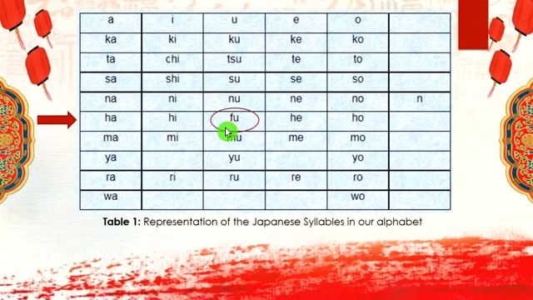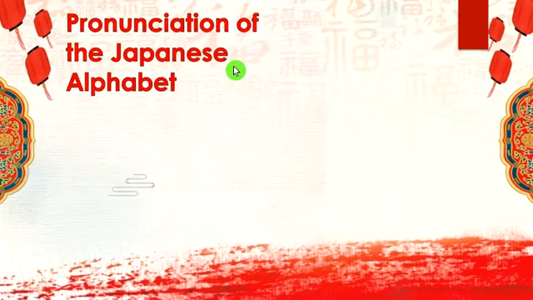Okay? And how does ta mutate into chi and tsu instead of ti and tu? Just like again in ka, ki, ku, ke, ko. Instead of ta, ti, tu, the Japanese sounds use chi and tsu. Okay? So now let's proceed to pronunciation of the Japanese alphabet.